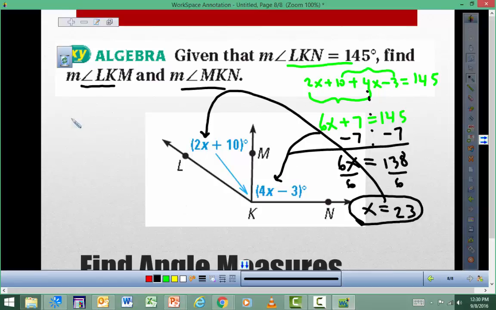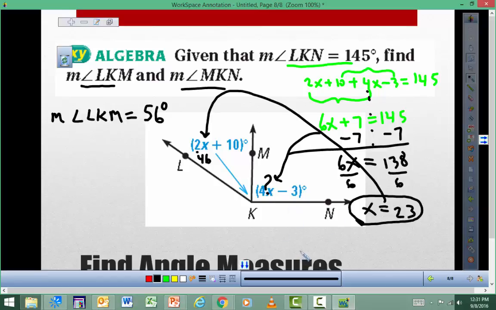So if we put it in there, we find out the measure of angle LKM is equal to what? 2 times 23 is going to be what? 46? And then add 10? 56. 56, right?